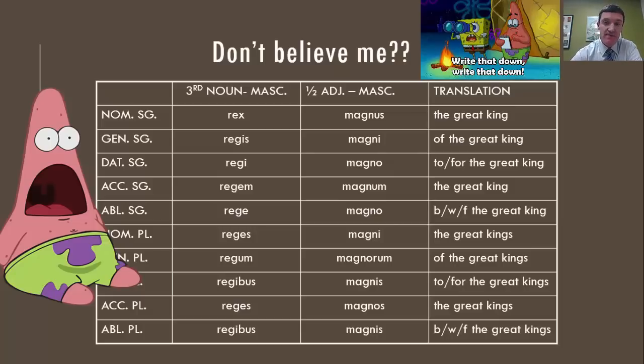None of these endings are the same. That's okay. They don't have to agree in ending. They have to agree in case, number, and gender. So again, like we did with Magnus and Agricola, if you look, for instance, at the accusative singular, right? Regem is accusative singular and masculine. Magnum is accusative and singular and masculine. They agree the three ways that they have to: case, number, gender.